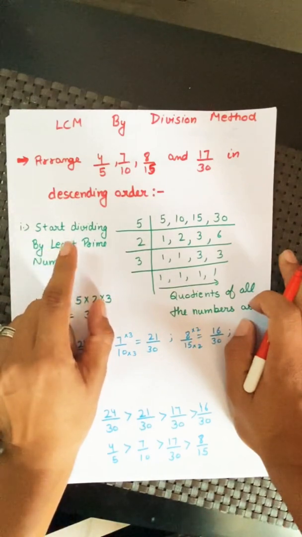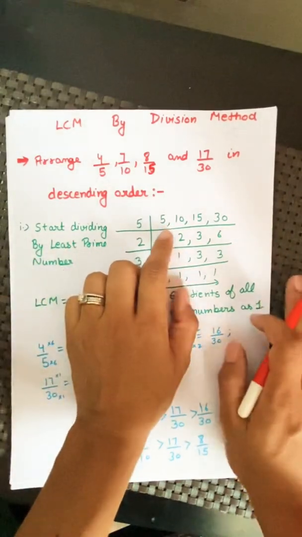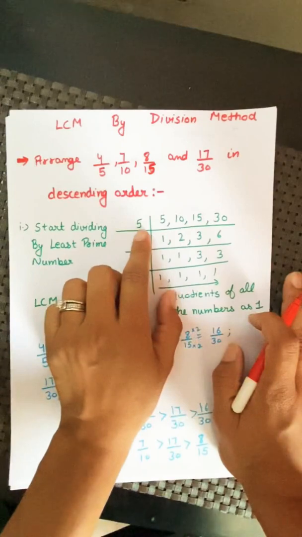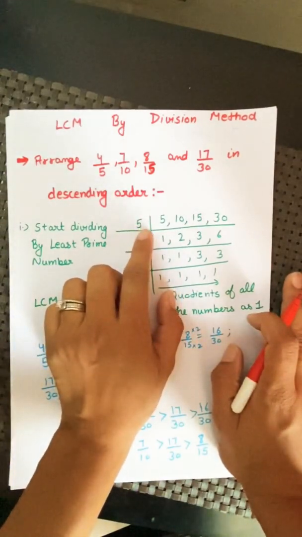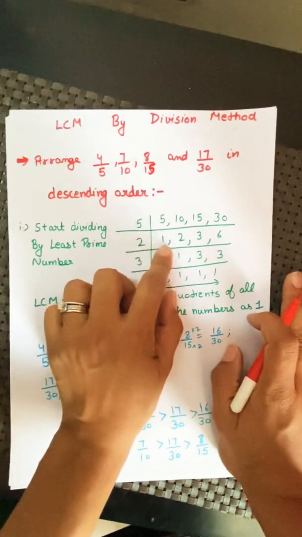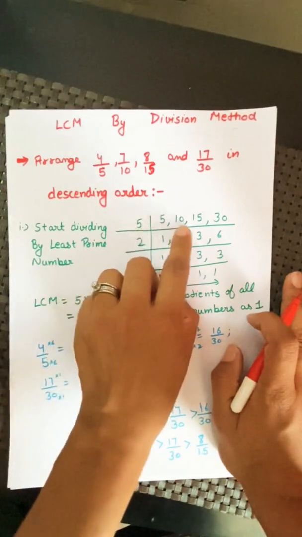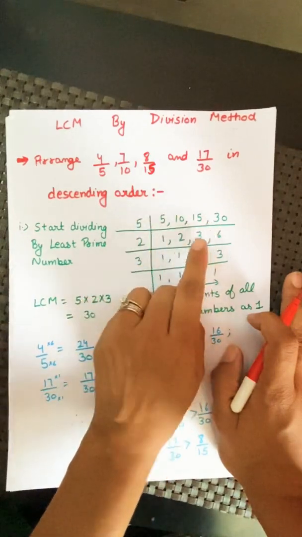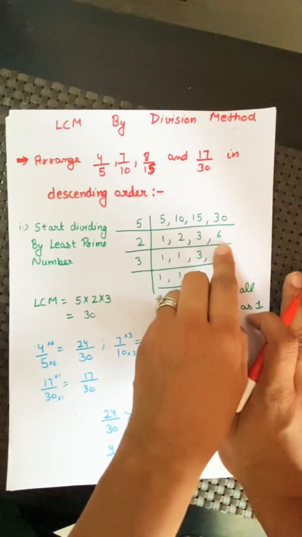Please take note of this, we have to divide by the least prime number. Here you can see we have 5, 10, 15 and 30, and I have taken the divisor 5. On dividing by 5, 5 divided by 5 is 1. 10 divided by 5 we get 2. 15 divided by 5 we get 3. 30 divided by 5 we get 6.